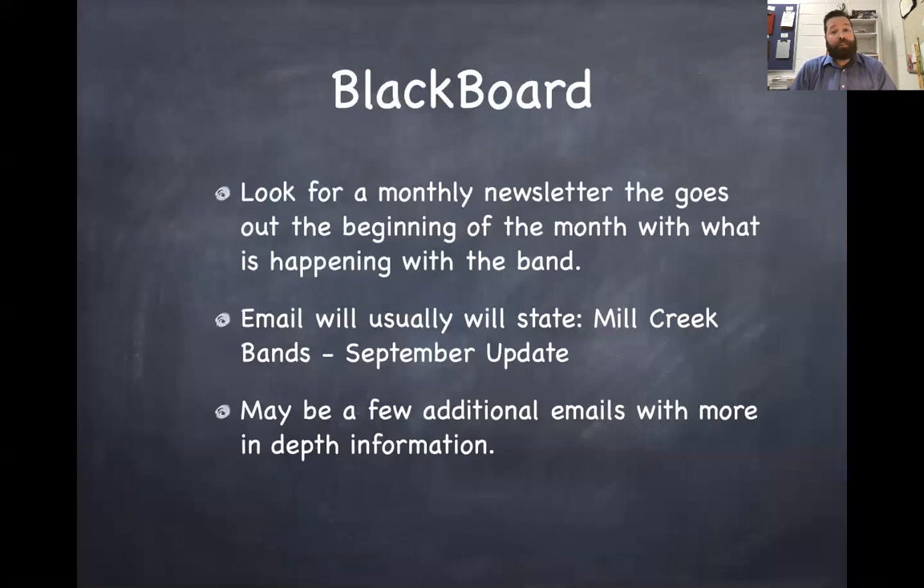Moving on, I use Blackboard about once a month at the beginning of the month, and that will have a lot of good information about what's happening with the band through the month. Usually it will have some sort of title, Mill Creek Band's September update or Mill Creek Band's April update. So be on the lookout for that. It will have some important information for you. There might be a few additional emails as well that go into some in-depth information. For instance, solo and ensemble, or if we are taking a trip to band festival or something like that. So just make sure that you keep a lookout for any type of email that starts with Mill Creek Bands.